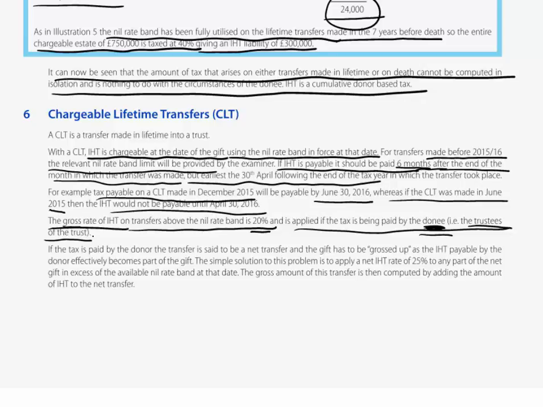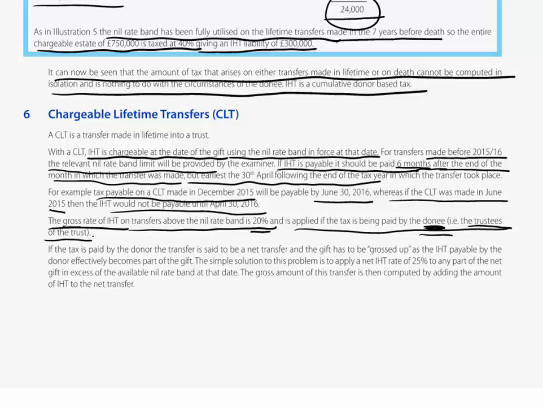The trustees control the finances of that trust, and if there is tax to pay, the money will come out of the trust fund and be paid over to HMRC accordingly. So the trustees will pay it. It will be borne by the trust fund because the money will be taken out of the trust fund. There will be less in the trust fund as a result.